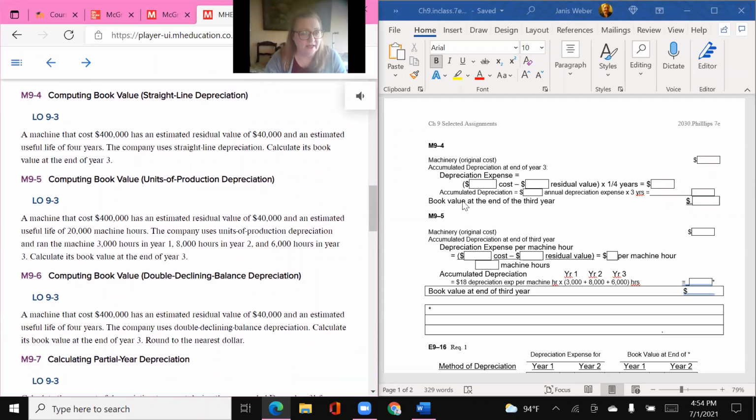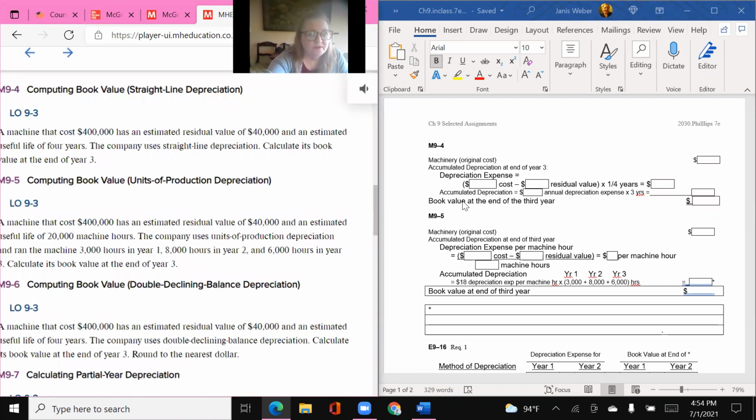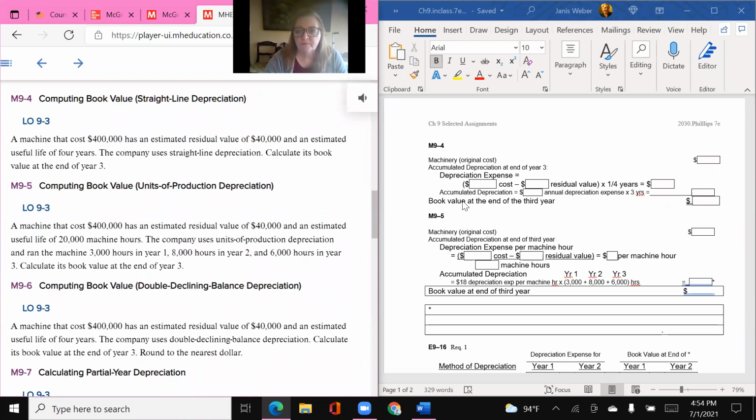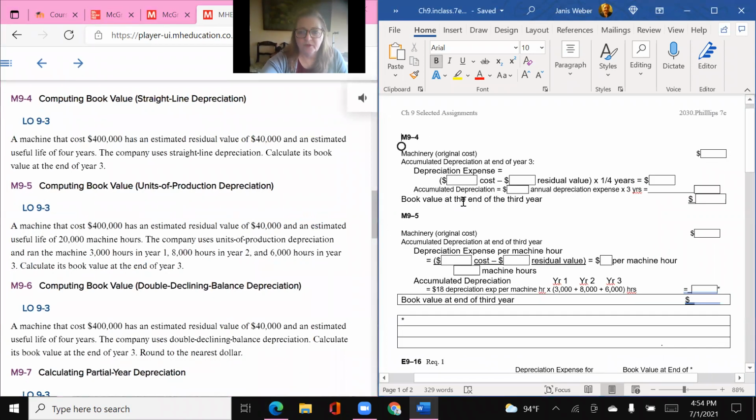We're just going to do M9-4 and M9-5 because they actually are the same data set. It's just two different methods they're using. And so for M9-4, a little bit bigger with it. It says a machine that costs $400,000 has an estimated residual value of $40,000 and an estimated useful life of 4 years. Company uses straight line depreciation. They want you to calculate the book value at the end of year 3.